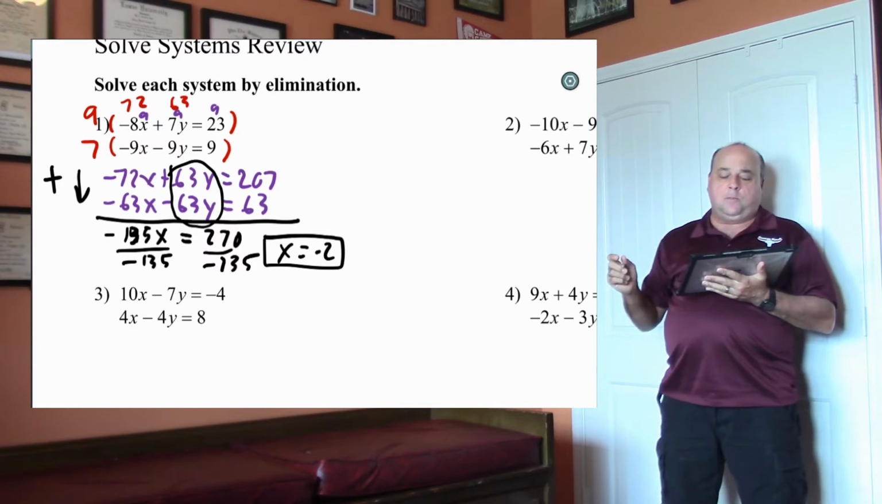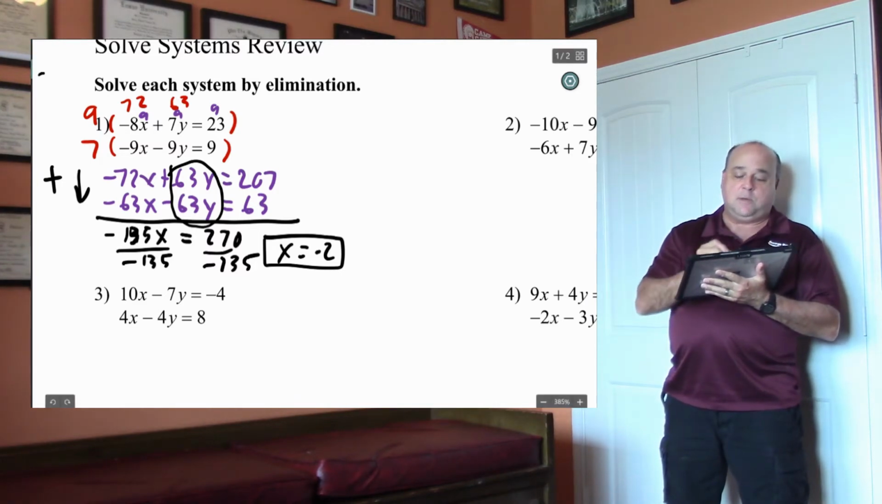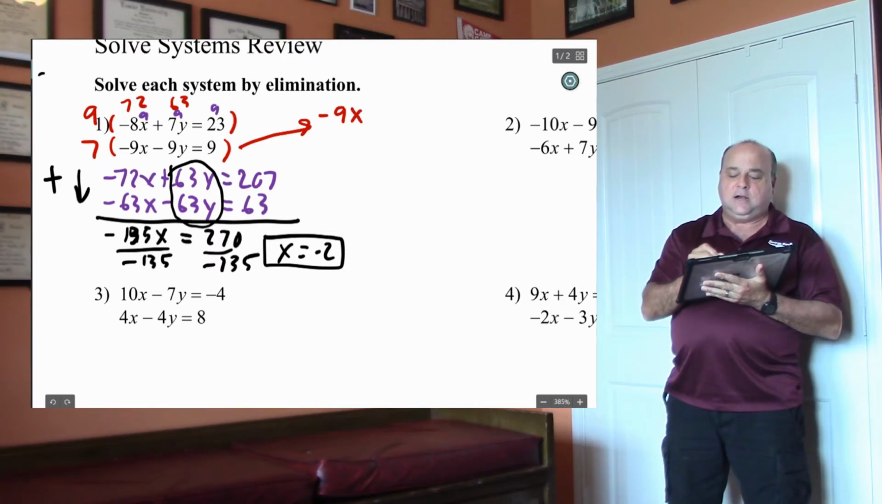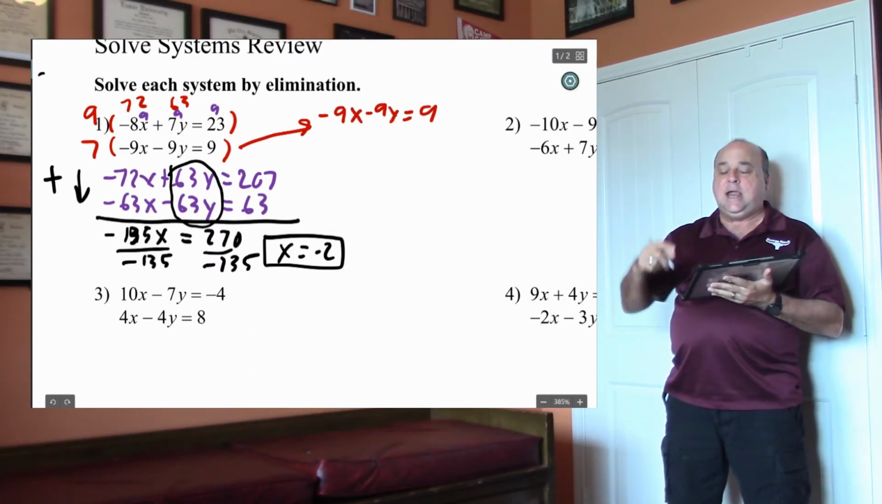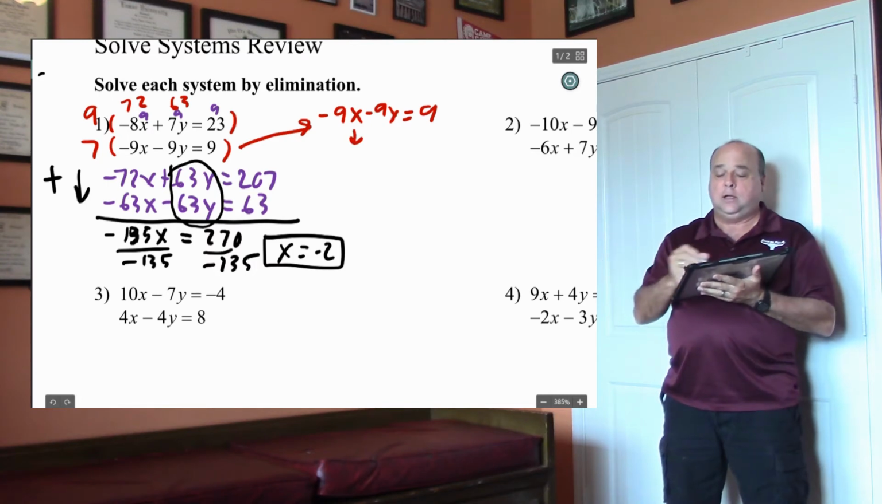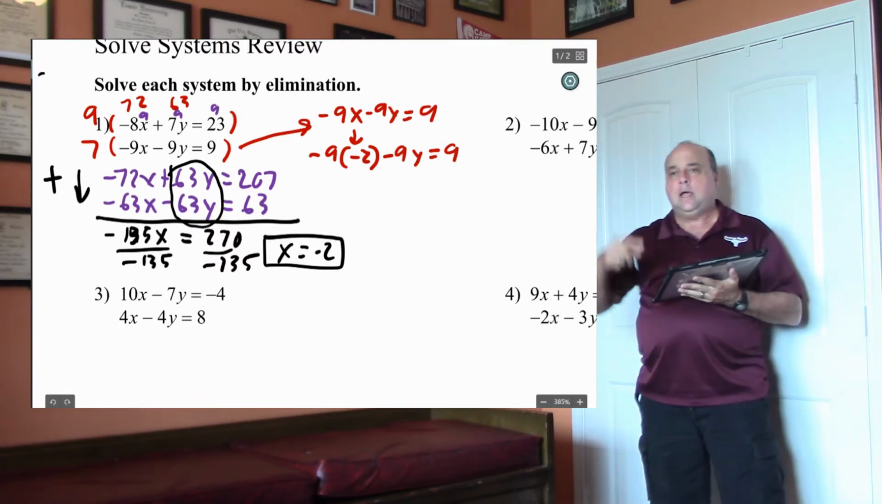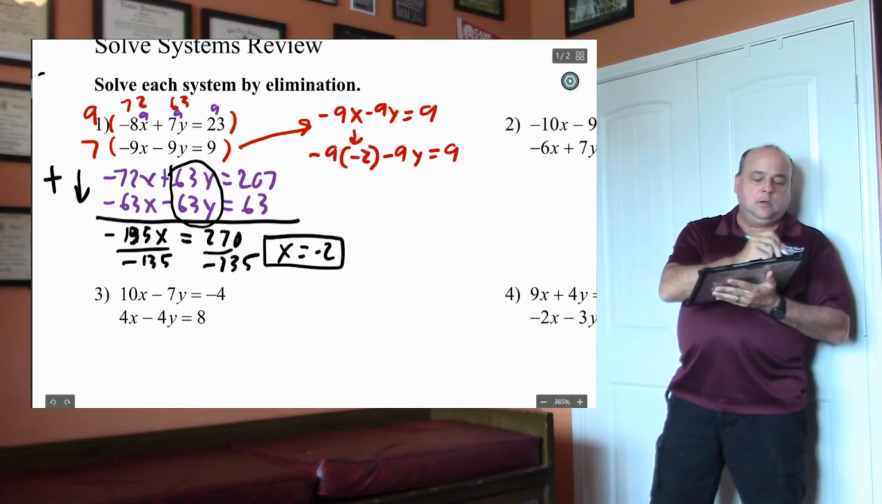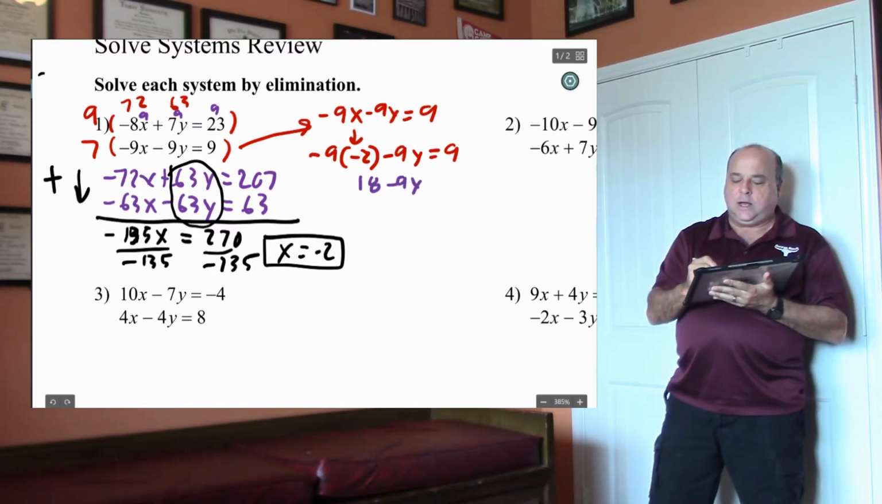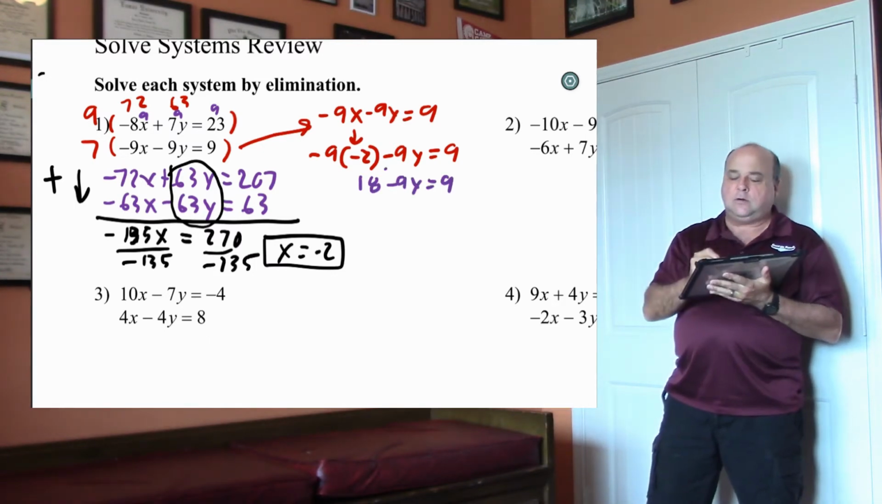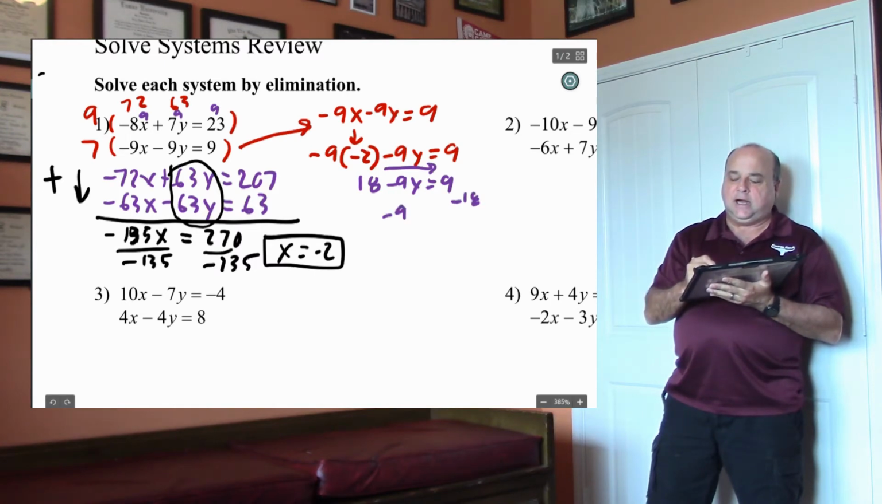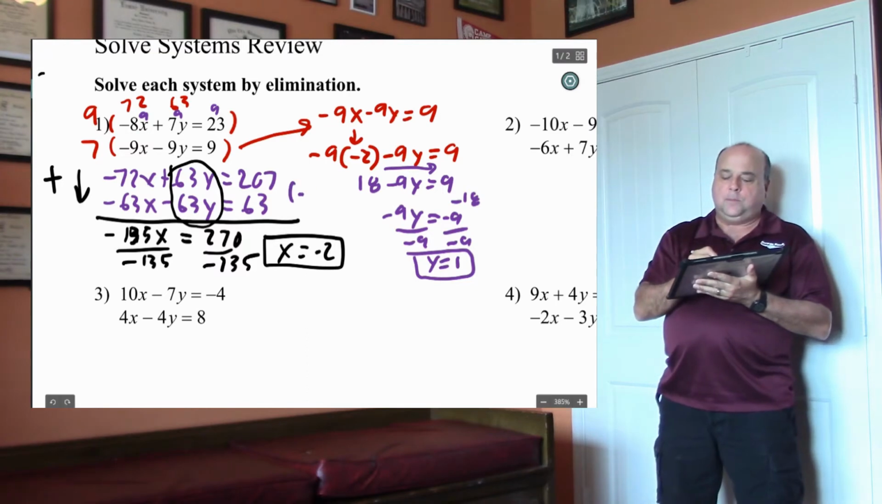Now I'm going to take the top or bottom equation. I would take the bottom one because the numbers are smaller, and I'm going to write that bottom one over here. Negative 9x minus 9y equals 9, and I'm going to replace the x with negative 2. So negative 9 parentheses negative 2 minus 9y equals 9. I'm going to multiply negative 9 and negative 2. That's going to be positive 18 minus 9y equals 9. Move the 18 across. Minus 18, so negative 9y equals negative 9, divide by negative 9, and I get y equals 1. So my ordered pair would be negative 2, comma 1, and that's where the two lines intersect.